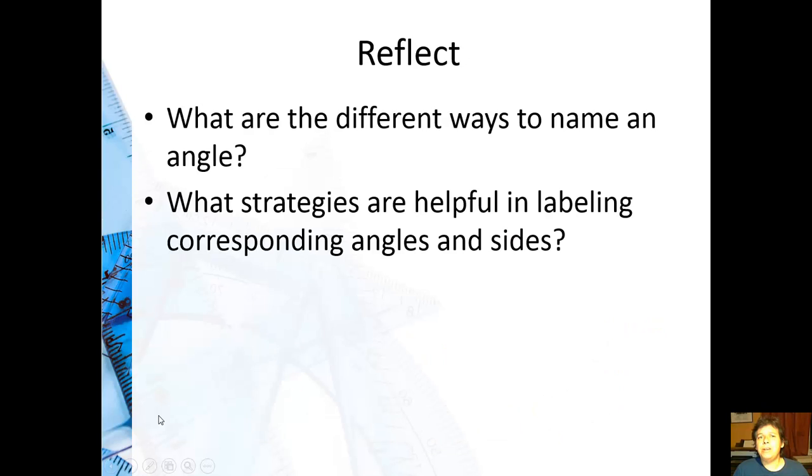So for further reflection, what are the different ways to name an angle? Remember, you can just use the vertex, or you can go in any order for naming the angle as long as the vertex is in the middle, using 2 points on the rays or segments. So it's a total of 3 points to name the angle. What strategies are helpful in labeling corresponding angles and sides? Well, since we have congruent polygons, really congruent marks are the way to go. For some of us who are very visually oriented, I really like to use color. So if you have colored pencils or markers, I recommend pencils. It's not so permanent in case you change your mind on something.